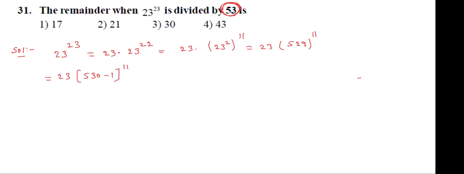Okay. Now expand. Expand 23 into 11C0 530^11 minus 11C1 530^10 plus, and I am going to write the last term. Is the last term positive or negative? That is compulsory negative, because the suffix we get is 11, and 11 is an odd number. Odd number means negative. So minus 11C11. That's it. 530 is decreasing, the power is decreasing. At the last term, 530 whole power 0 will come.